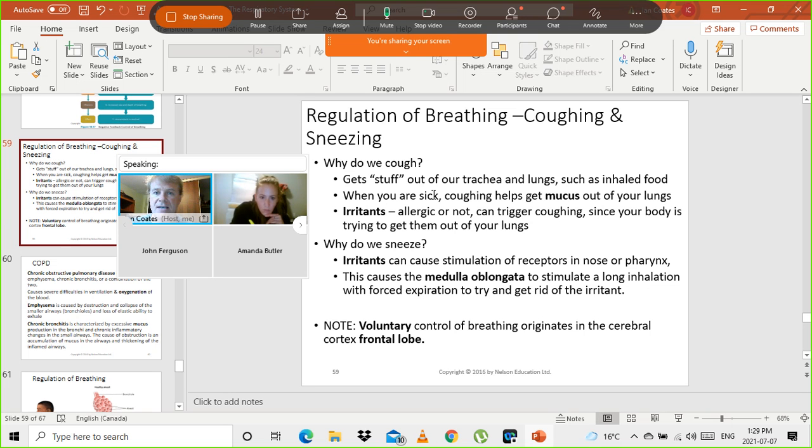Why do we sneeze? Irritants. Again, this is your medulla. Your medulla is involved in sneezing. Okay?